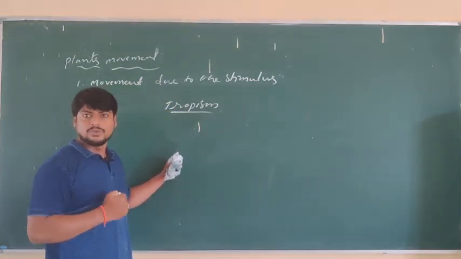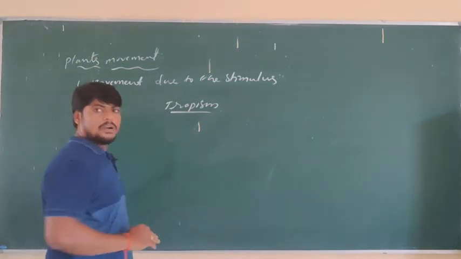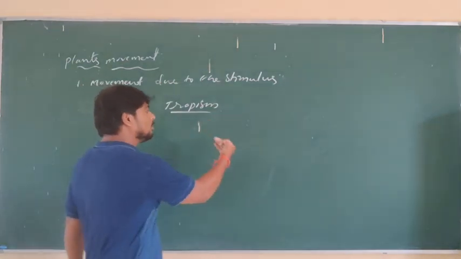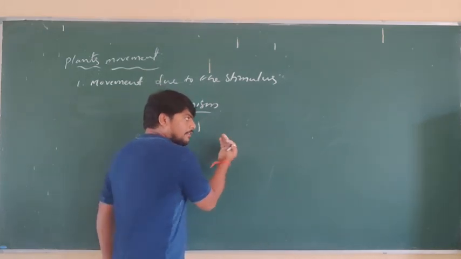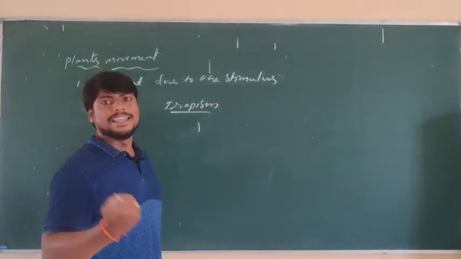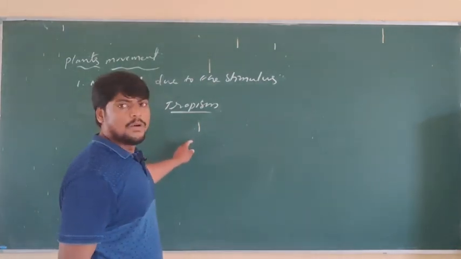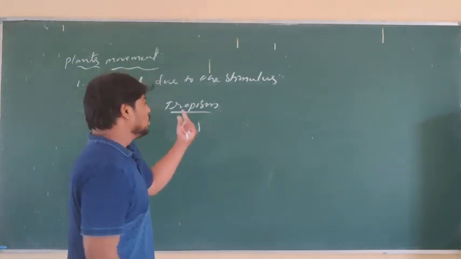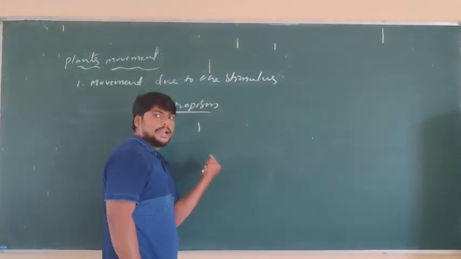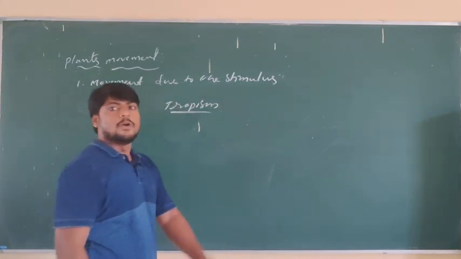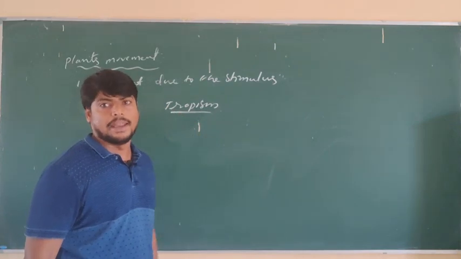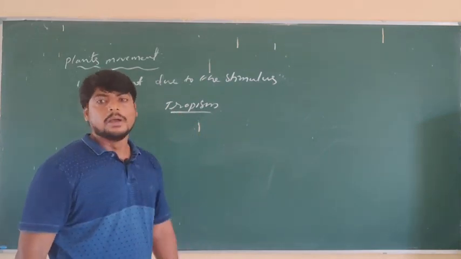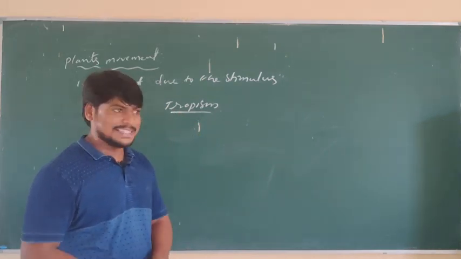See, this is a blackboard. If I am moving towards the blackboard, that is positive. If I am moving away from the blackboard, that is negative. See, the blackboard is the stimulus. My movement towards it is a positive movement, and moving away from this board is a negative movement. That is exhibited by the plant. That kind of movement is called tropism.